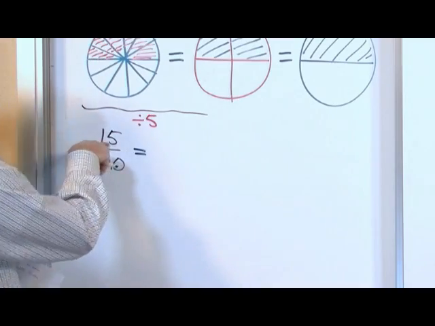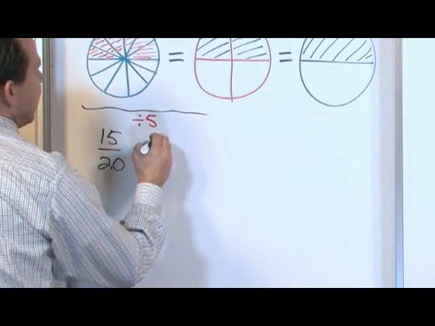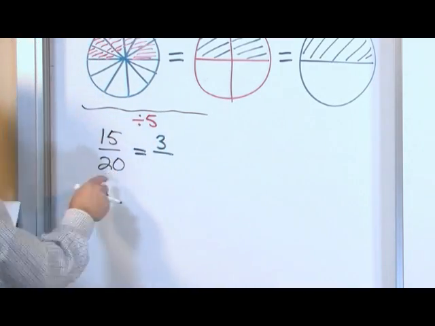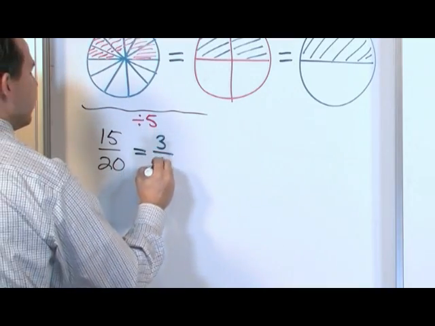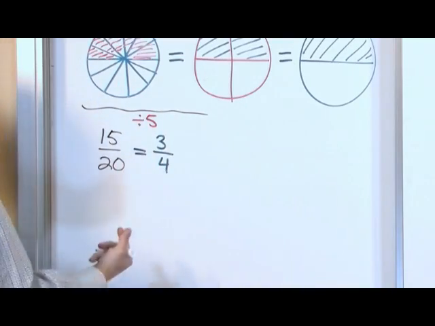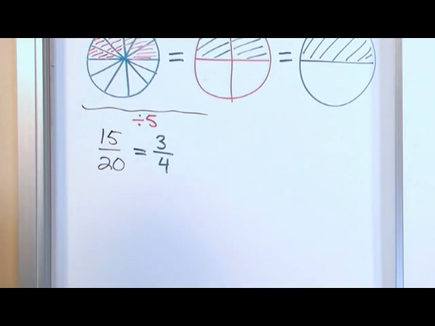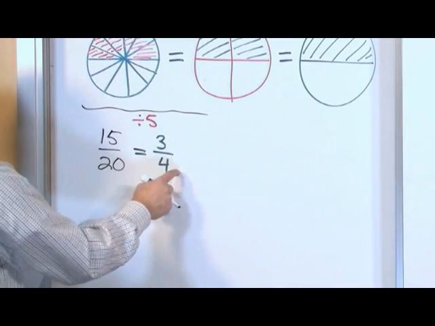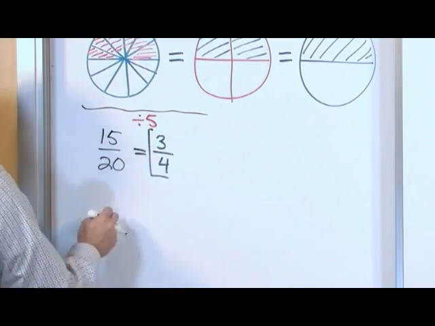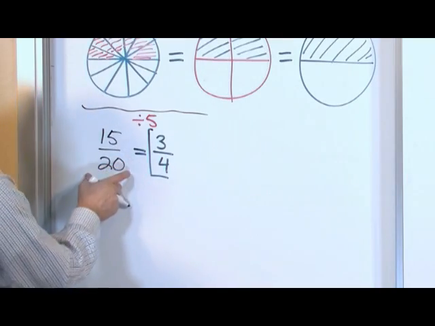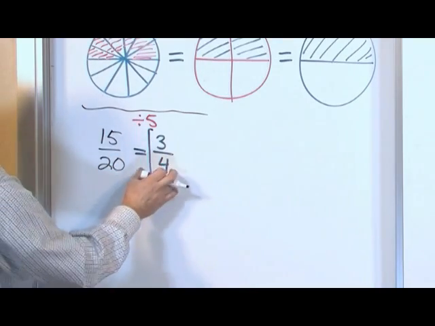What is 15 divided by 5? 15 divided by 5 is 3. What is 20 divided by 5? 20 divided by 5 is 4. So I've arrived at 3/4. Now I should always look and see, can I simplify this any more? And there's nothing else I can choose to divide into 3 and 4 to make it any simpler, so this is the answer. 15/20 of a pizza is exactly the same amount as 3/4 of a pizza.